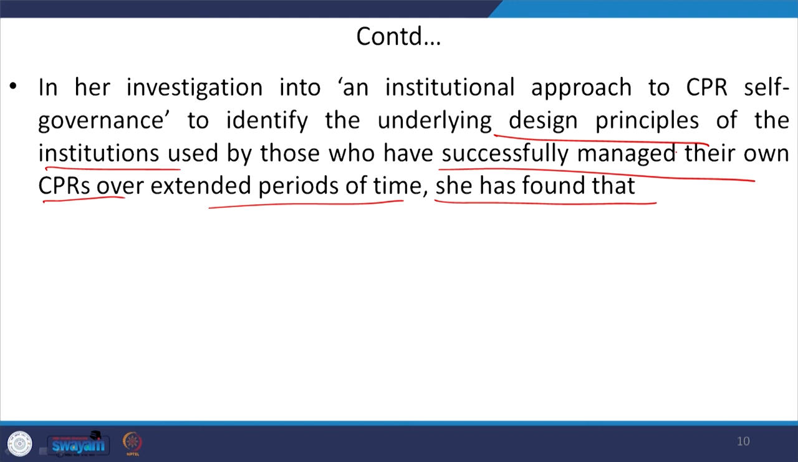So, in a nutshell, I want to convey this message that after undertaking so many field surveys, she got to know the kind of institutional approaches existing for addressing CPR problems, and she found some principles that she pointed out, or named, as the design principles of the institutions themselves. And if you try to find the literature on public policy, you will find this institutional approach is one of the fundamental approaches for delivering any kind of public policy.